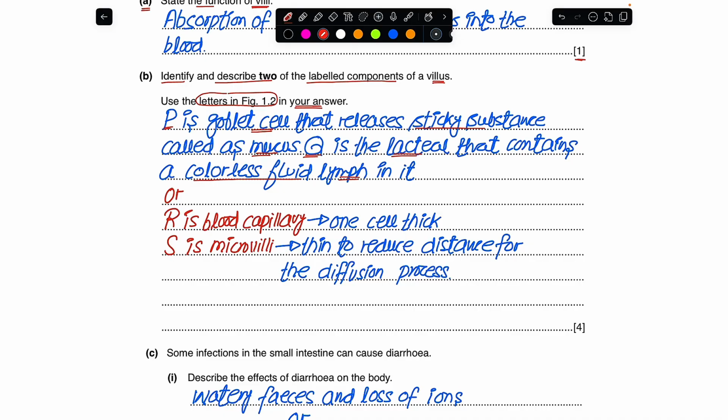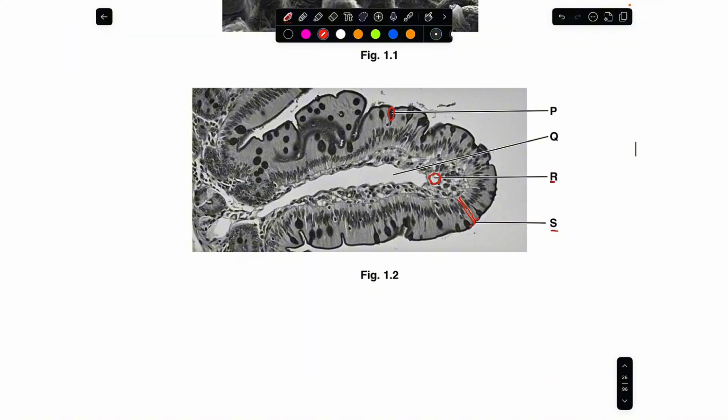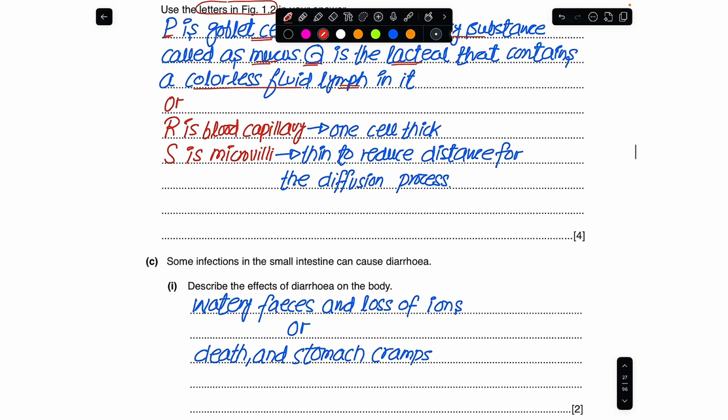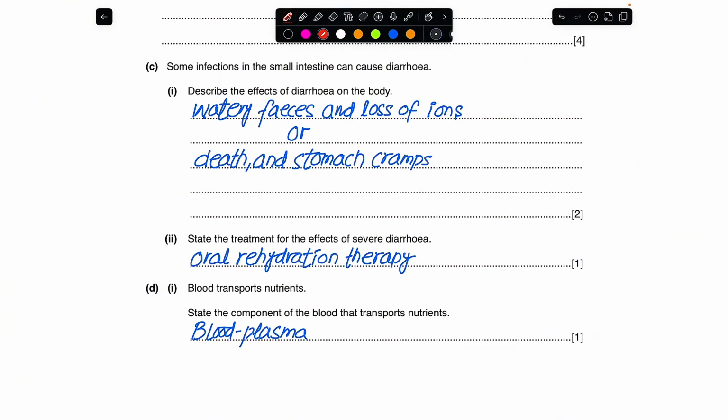If you don't want to write about P and Q, going back here, R was the blood capillary and S were the microvilli, so you could indicate them as well. As an alternative valid point, you would say R is a blood capillary and it is one cell thick. S is the microvilli, and since they are thin, they would for sure reduce the distance for the diffusion process. If we go to the part C, they tell you that some infections in the small intestine can cause diarrhea.